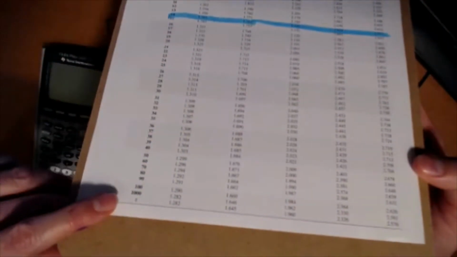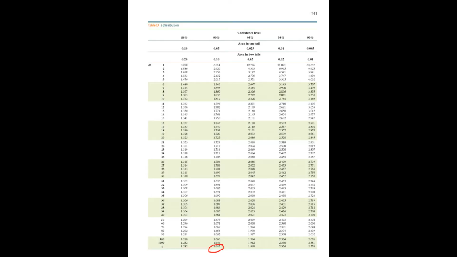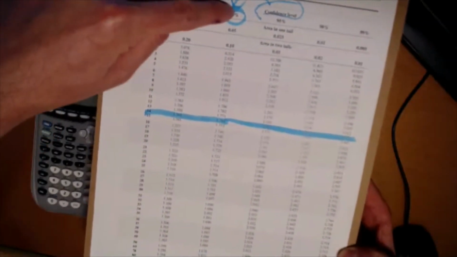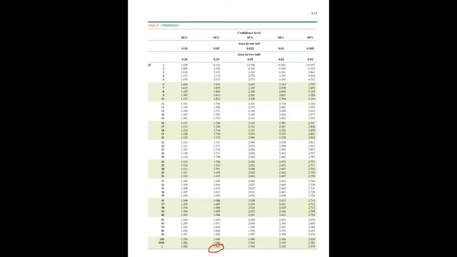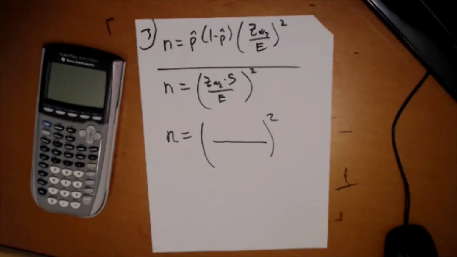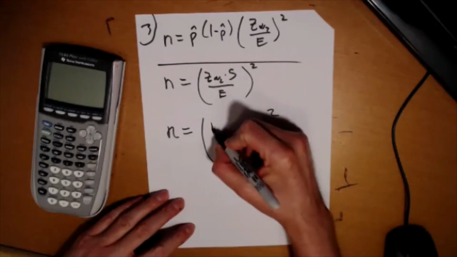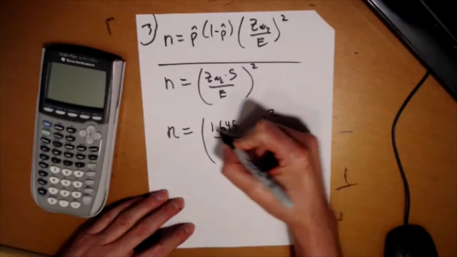So you can see, this is horrible, you can see the 1.282, 1.645, 1.96, 2.326. So if they want 90% confidence, we go to the 90% and go all the way down to the bottom to the z, and we see the 1.645. You have your own t-table so you can see that. So 90% confidence, 1.645.